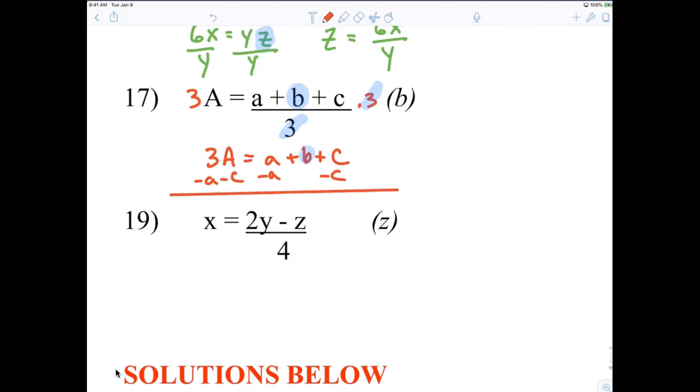And again, the reason why you do that is because these cancel. So now b is equal to 3a minus c. Anybody have any issues?